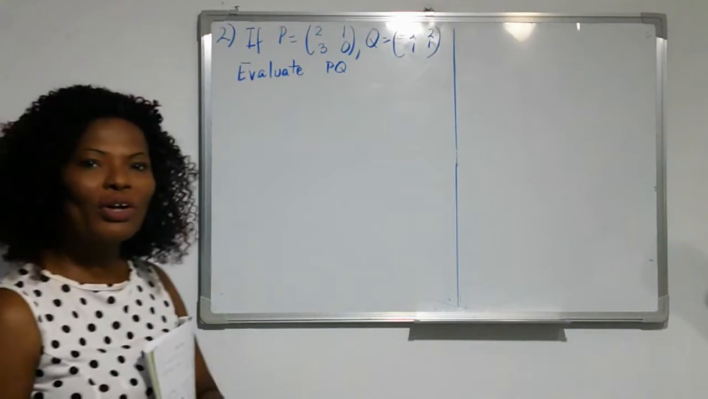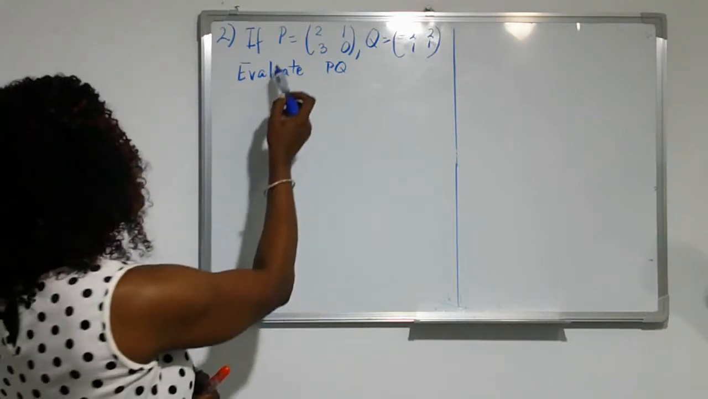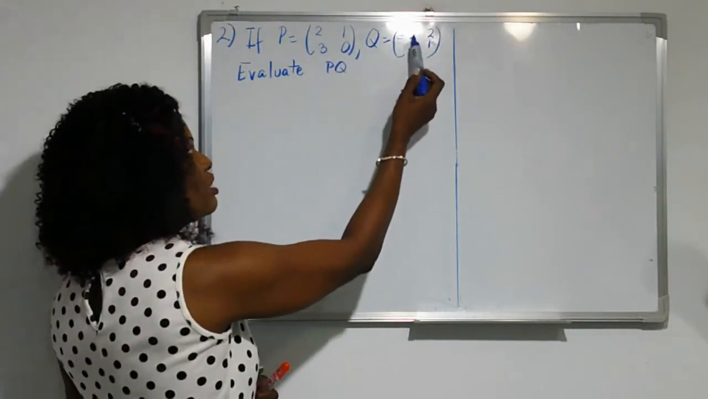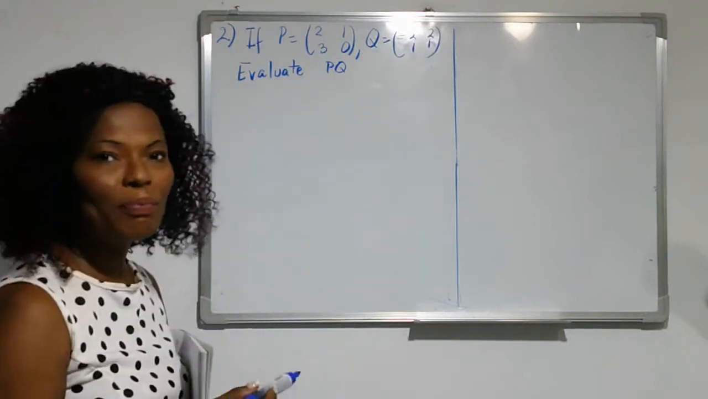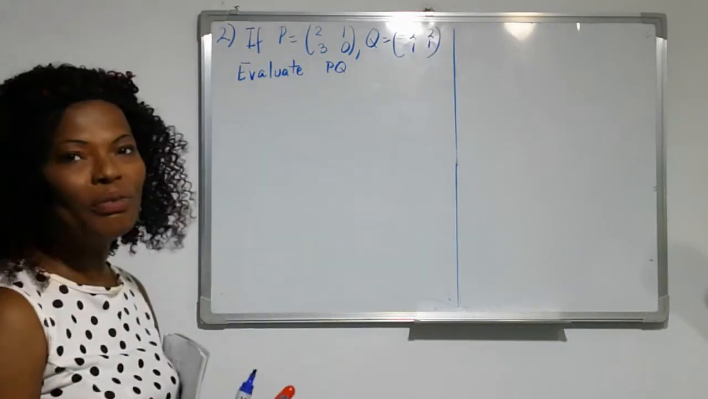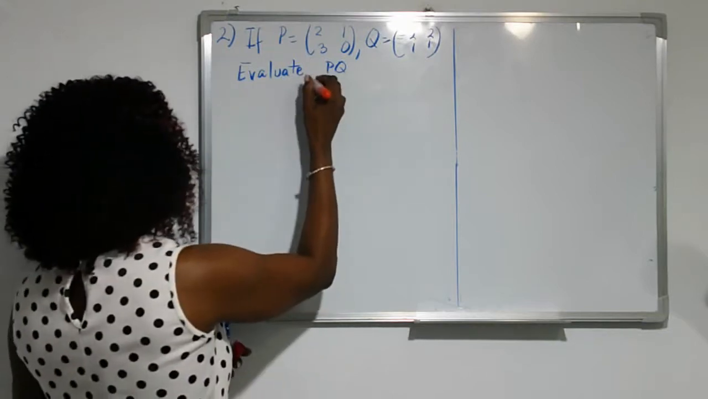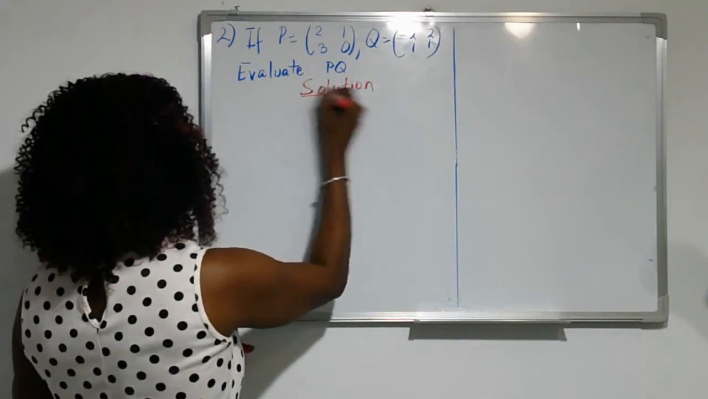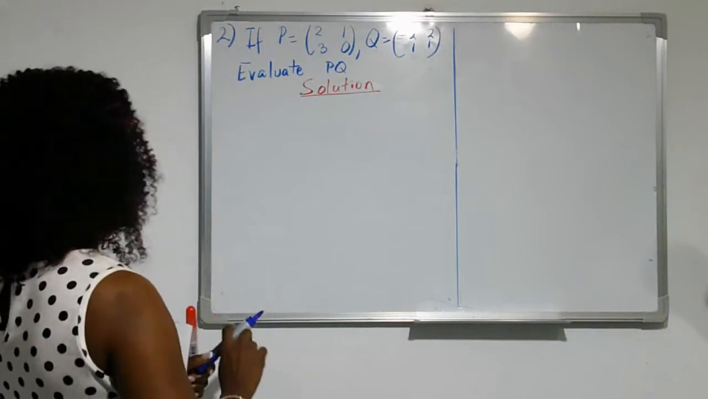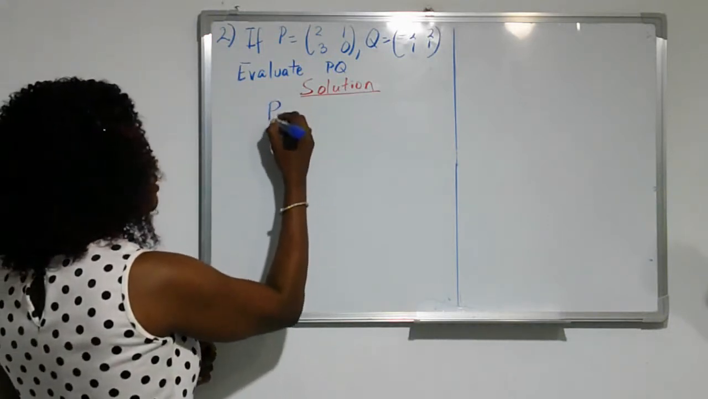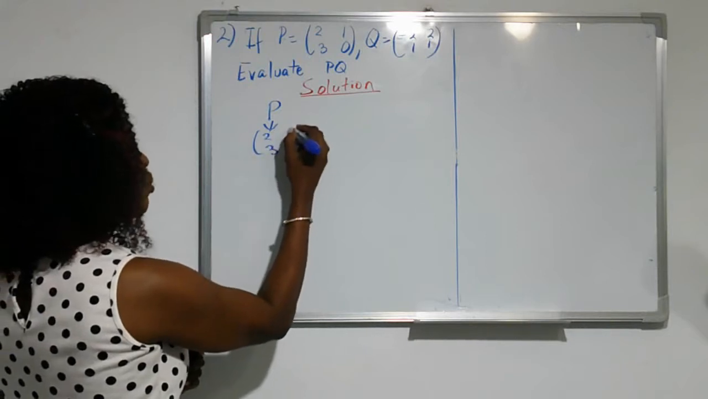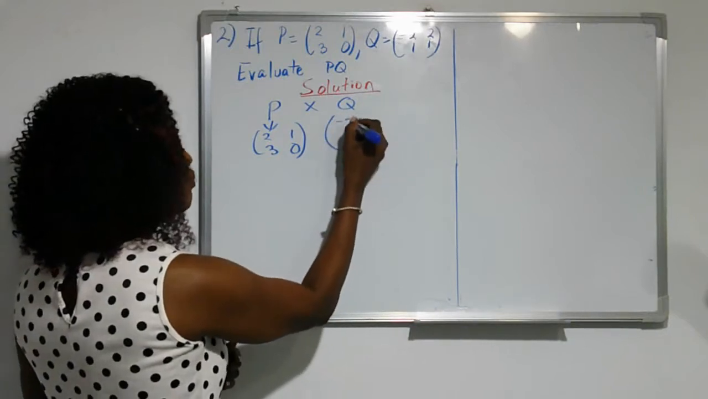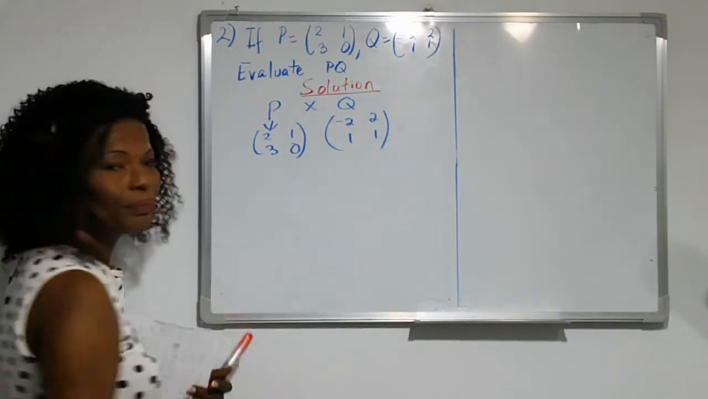Okay, it's time for question 2. It says if P equals the matrix [2, 3; 1, 0], and Q equals the matrix [-2, 1; 2, 1], evaluate PQ. Now remember that PQ means P multiplied by Q. So we're going to go straight to the problem. P is the matrix [2, 3; 1, 0], and we're multiplying it by the matrix Q, which is [-2, 1; 2, 1]. Okay?